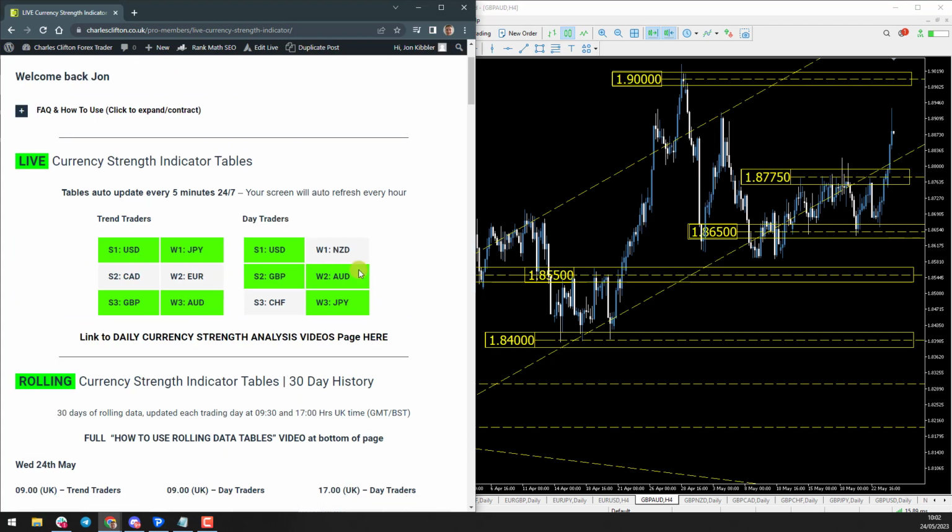But I'm going to focus on pound Aussie in this video, as it's setting up for a potential 350 pip move, and we can see pound Aussie features here on our trend traders. It also features on our day traders. When I see these confluenced currencies, what I like to do is have a little look at where they are setting up technically and where the price sits.